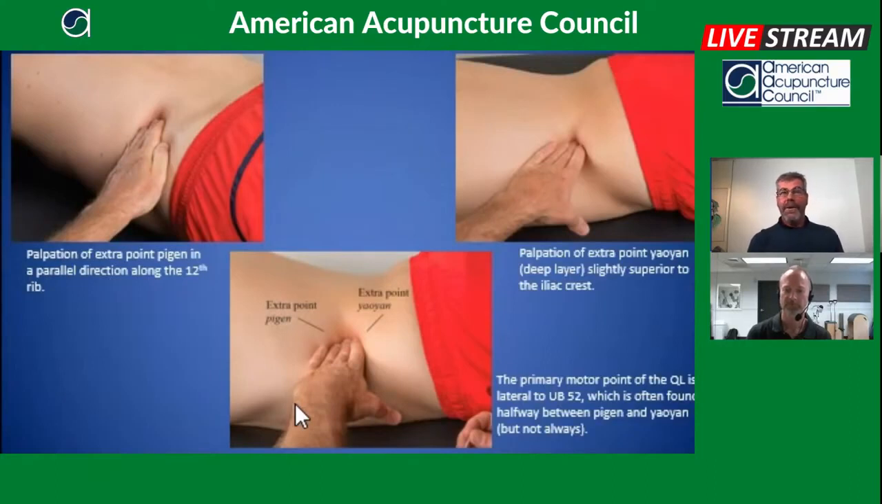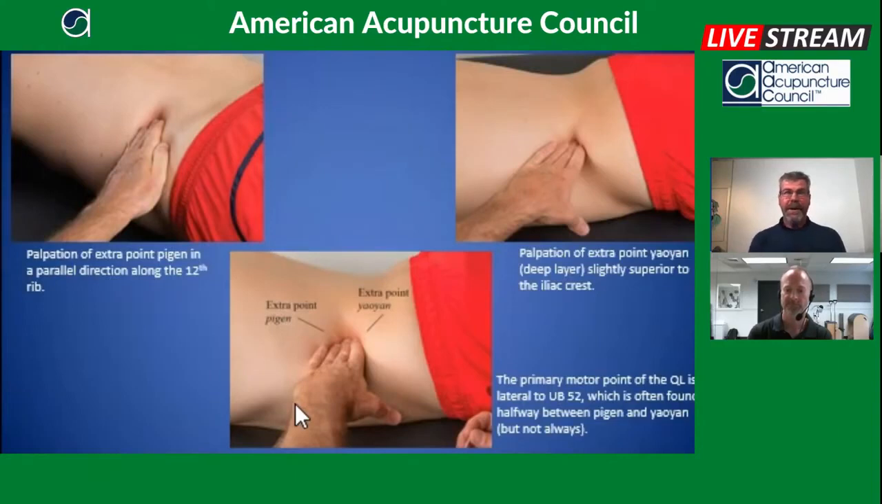Then in the upper right-hand corner, we have Yaoyan. This is the deep layer of Yaoyan, which would be the Quadratus Lumborum attachment on the lateral aspect of the pelvis. It's amazing how far the Quadratus Lumborum actually attaches to the pelvis. This particular needle technique is not on the edge of it, but goes through the Quadratus Lumborum in a cross-fiber direction. So you're influencing quite a bit of the proprioceptors there, the Golgi tendon organs and such.